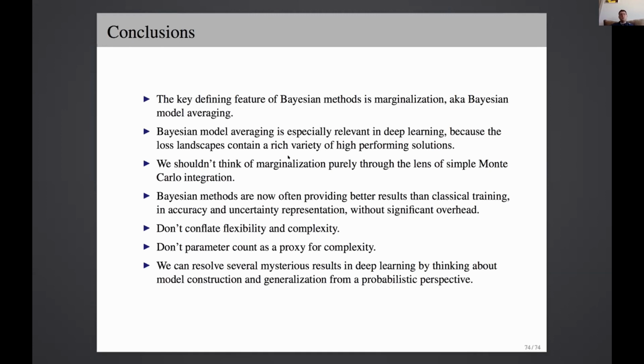By the same token, we should be careful not to treat parameter counting as a proxy for complexity. We saw yesterday that we could have models with even an infinite number of parameters and a lot of flexibility, but in many ways they aren't that complex. And we can take steps towards resolving mysterious results in deep learning by thinking about model construction and generalization from a probabilistic perspective.